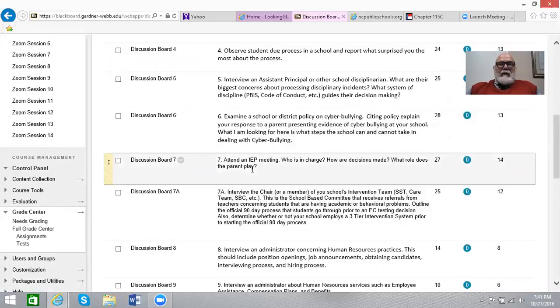as I said, the discussion board question related tonight is: attend an IEP meeting. Who's in charge? How are decisions made? What role does the parent play? That all speaks to IDEA when the law changed in 1997. All of a sudden, when you go now, the teacher's not just in charge anymore. It's a group collective. The decisions are made as a group. The parent has an active voice in that decision. All that changed with IDEA in '97. That was not originally part of the special ed law from 1975. Parents did not have those rights. Now they have a set of rights.